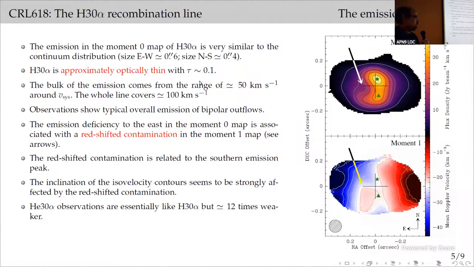Okay, but if we look at the moment one map, the velocity map, we see that this is a typical velocity map for a bipolar outflow that has an inclination with respect to the plane of the sky, with the blueshifted emission to the east here and redshifted to the west. But here there is something interesting, that is a blue-redshifted contamination here. This contamination seems to be correlated with this deficiency of emission in the moment zero map and with the southern blind spot.